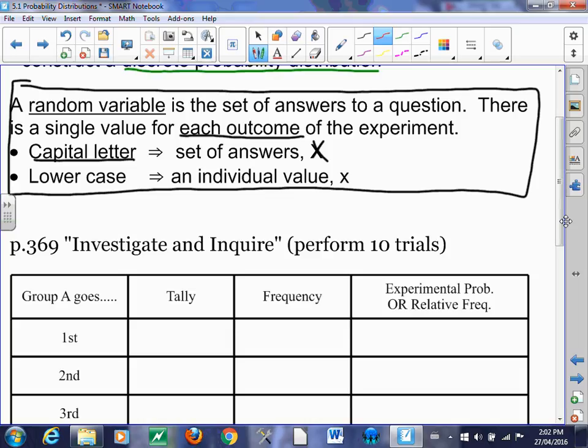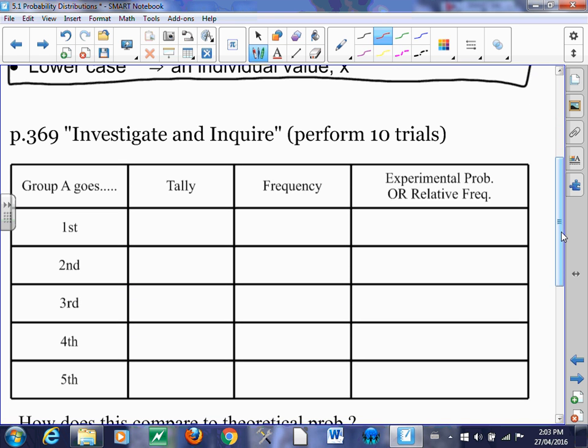We're going to take a look at your textbook on page 369, Investigate an Inquiry and Perform 10 Trials. Basically, you're given some cards and you need to pull out an A. Since we're not doing this in class, I'll pretend that we did this trial 10 times. Pretend, to match the answers on the website, group 2 got 4, the third group got 1, the fourth group got 1, and the fifth group got 4, which means that the first group didn't get any A's. So we take a look at the frequency, you total them up, just like a tally.